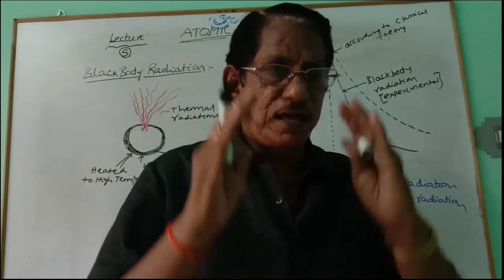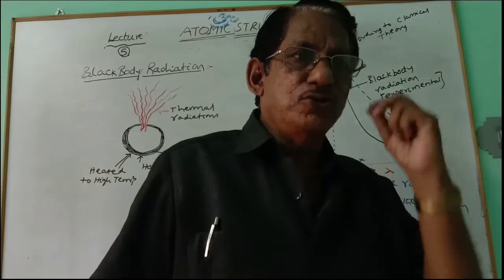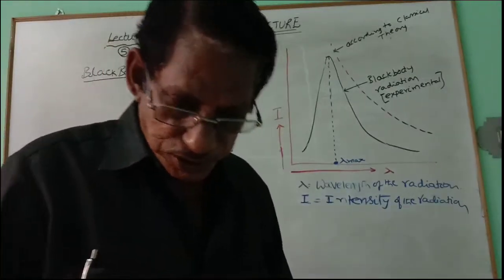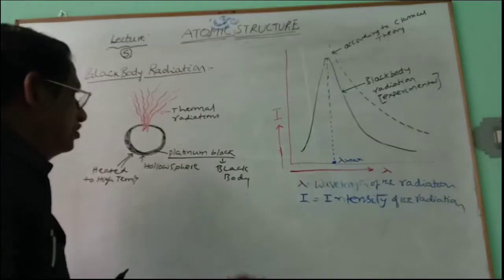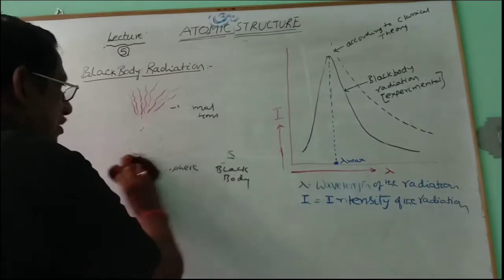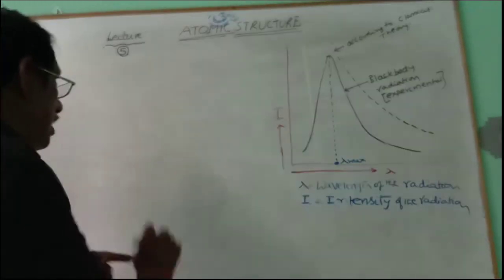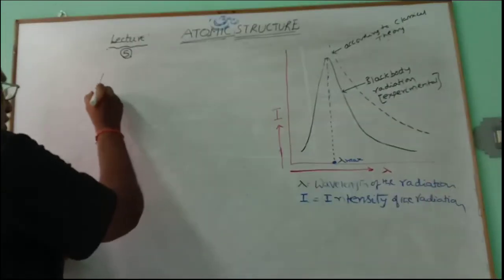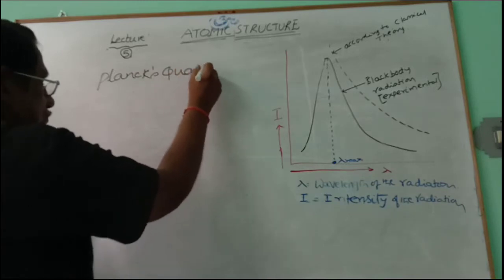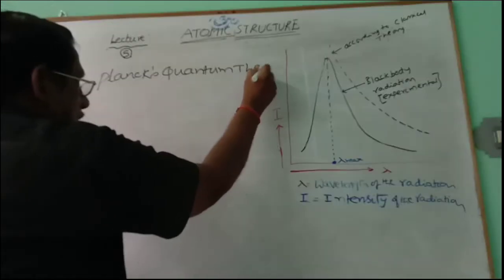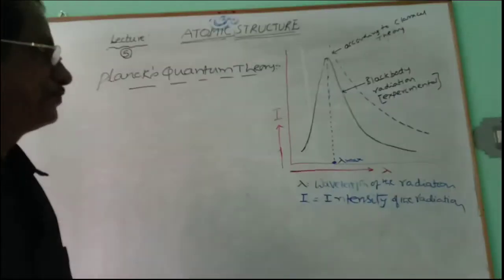To explain this phenomenon, Max Planck introduced a theory which is called Planck's quantum theory. He explained this theory by using the word quantum. So now we have to go to Planck's quantum theory. This is more important because it is the main basis for Bohr's model.